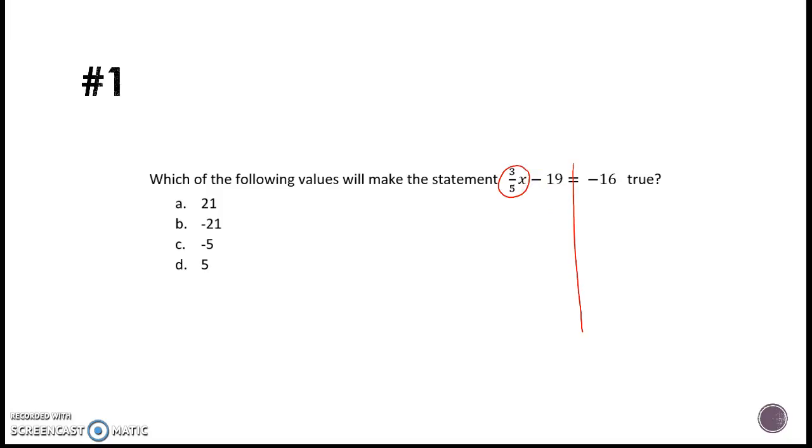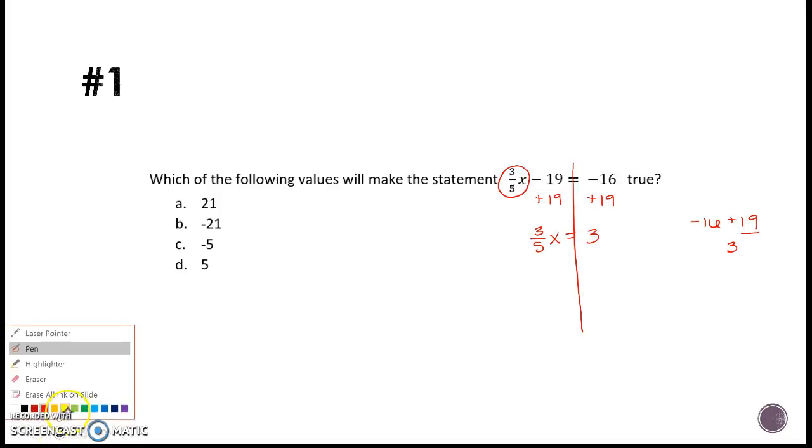So if you were to go through and try to solve it, we'd want to get rid of minus 19 first. So plus 19, plus 19. So negative 16 plus 19. Same sign or different? Different sign. So we're going to subtract. 19 minus 16 is 3. Keep the sign of the largest number. So 3/5 x equals 3.